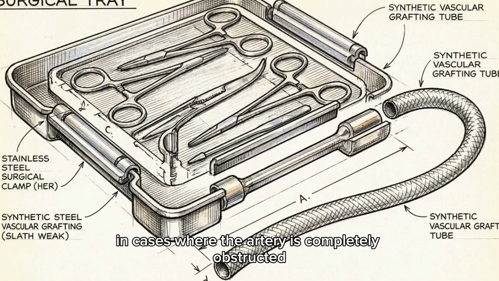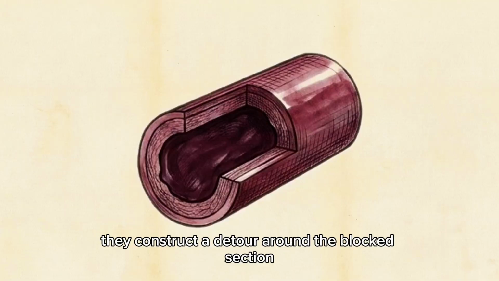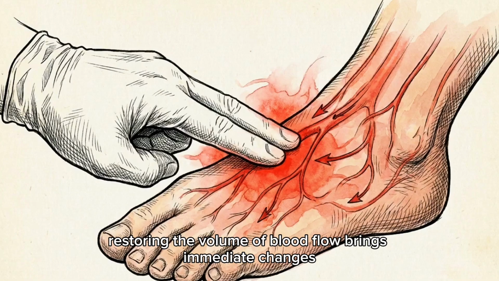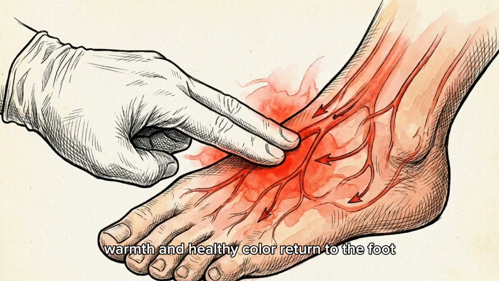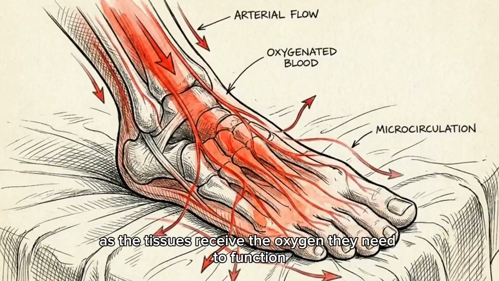In cases where the artery is completely obstructed, surgeons perform bypass surgery. They construct a detour around the blocked section, creating a new path for blood to reach the lower leg. Restoring the volume of blood flow brings immediate changes. Warmth and healthy color return to the foot as the tissues receive the oxygen they need to function.